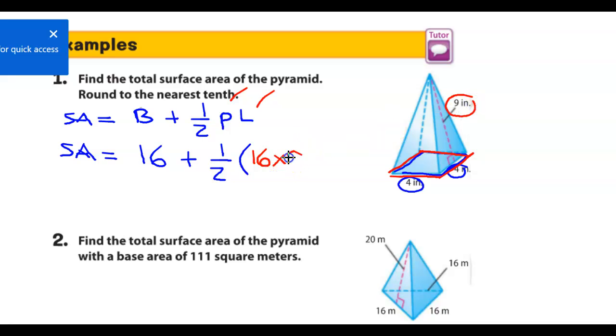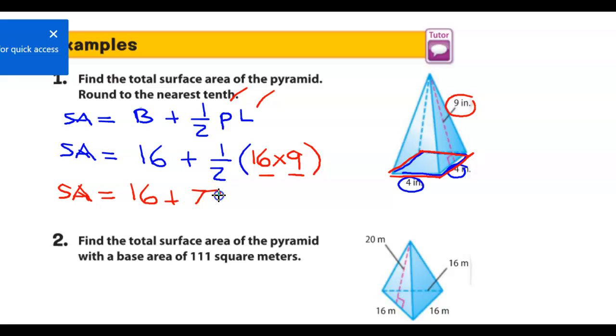So it's really easy to do. Hopefully you guys don't mind 2 different colors. So then the surface area is just going to be 16 plus, now you can do this two different ways. You can do 16 times 9, and you can get yourself 144, and then you take half of 144, and that would give you a 72.